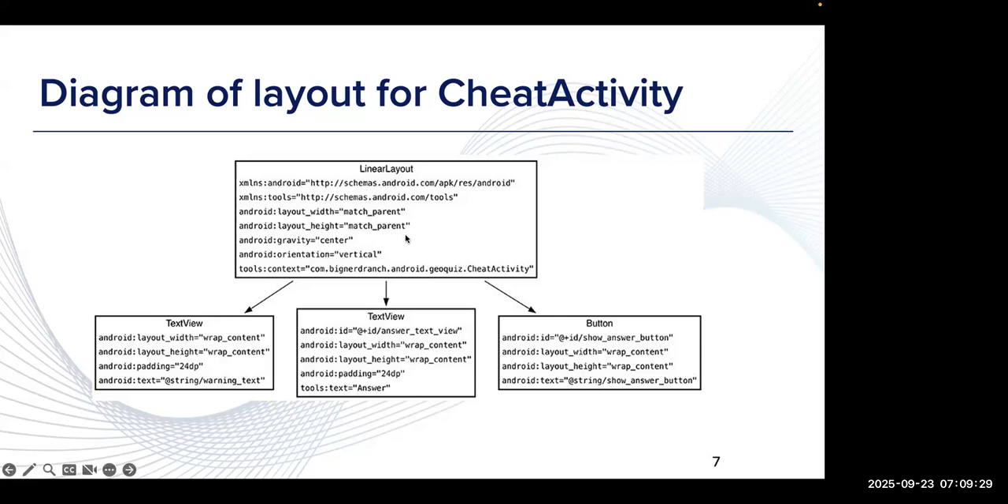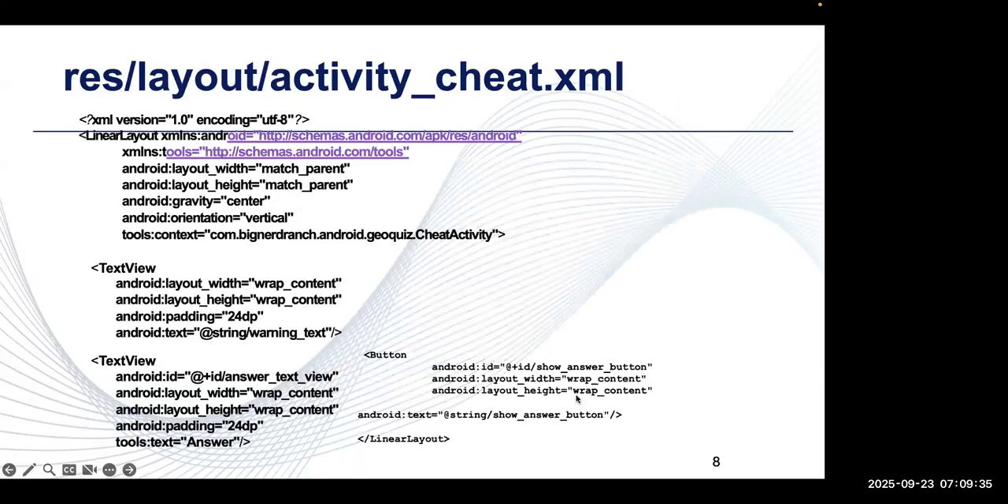In this case, for this cheat activity, there's a linear layout with two text views and a button. Okay. And here, again, same idea. This is just more code, the actual code versus the layout. But same thing that you've been doing before, you're going to do it again when you create your buttons and when you have your text edits.